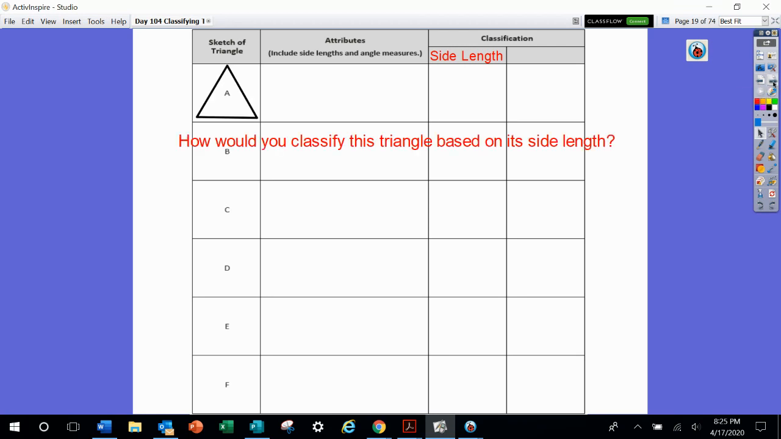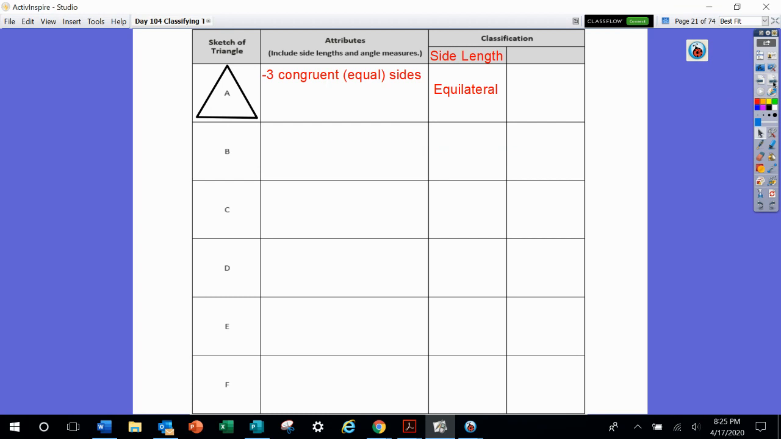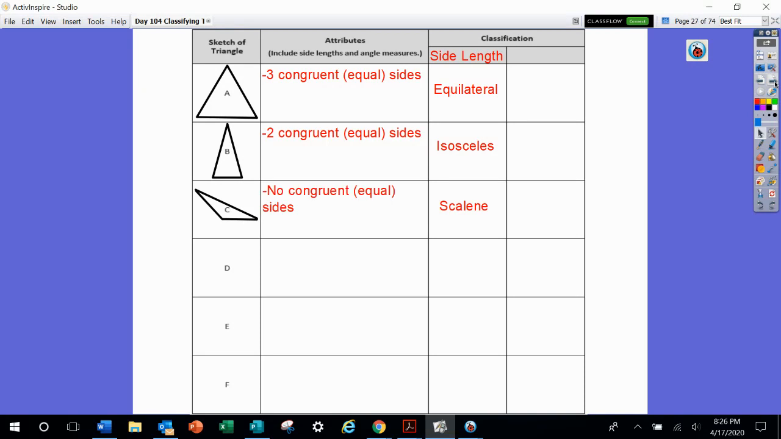Okay, so here was triangle A. How did we classify it based on its side length? We said that it was equilateral. This is the classification we're giving it. And the reason why we classified it that way is because it had 3 congruent or equal sides. Triangle B, again, it's already drawn for you. We classified it as isosceles, and the reason why is because it had 2 congruent or equal sides. Triangle C, we classified it as scalene because it had no congruent or equal sides.